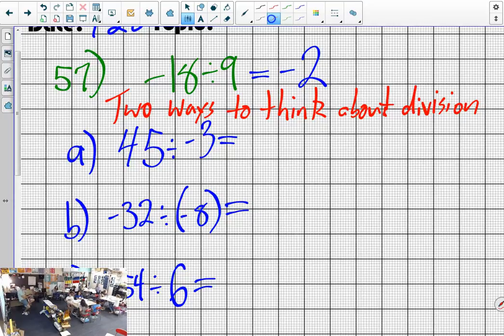There's no such thing as negative amounts of groups. And I don't have any negatives in my problem, right? Piper? You have 45 and then you're splitting into negative groups. You can't split something into negative groups. So you take away the negative sign and just split it into normal groups. But then you have to put the sign back on because it is negative, and you kind of have to carry it over.